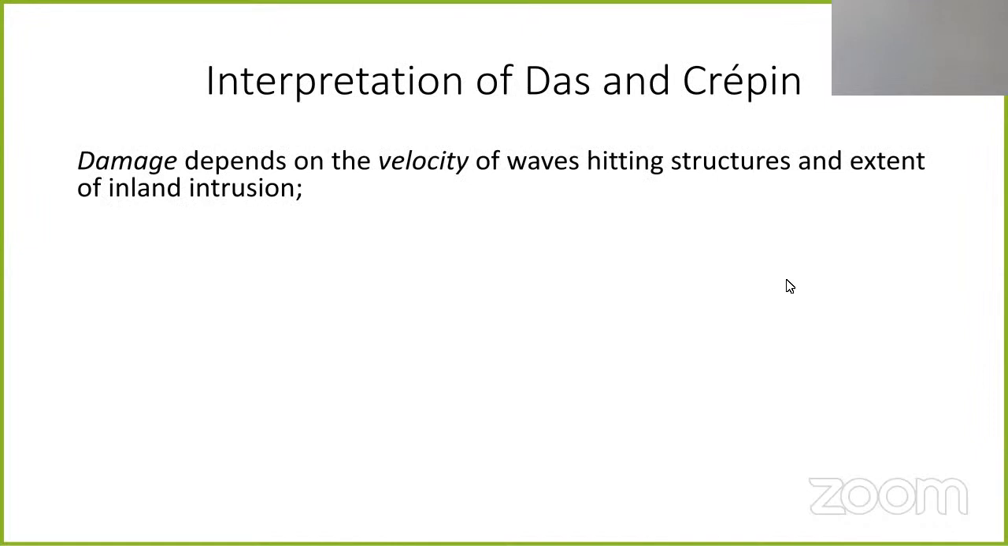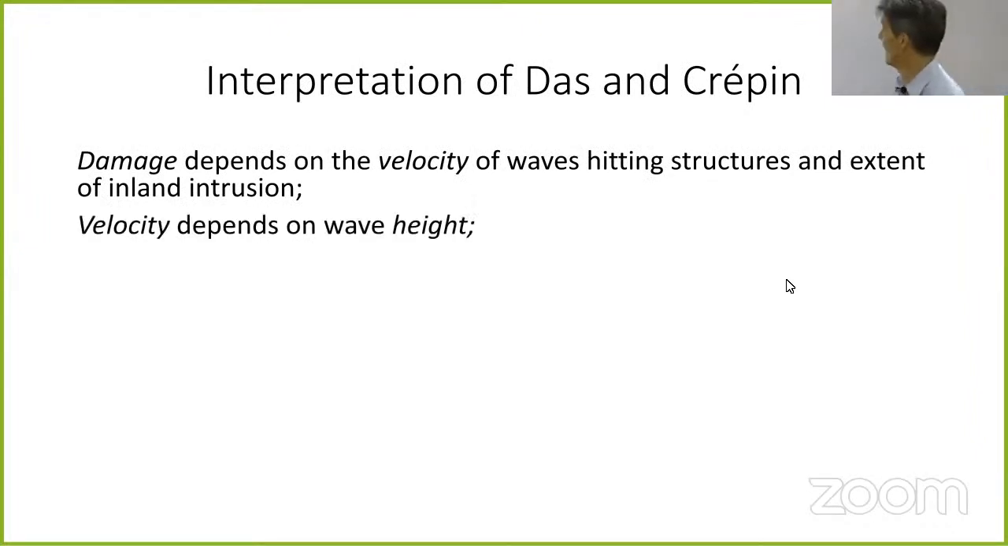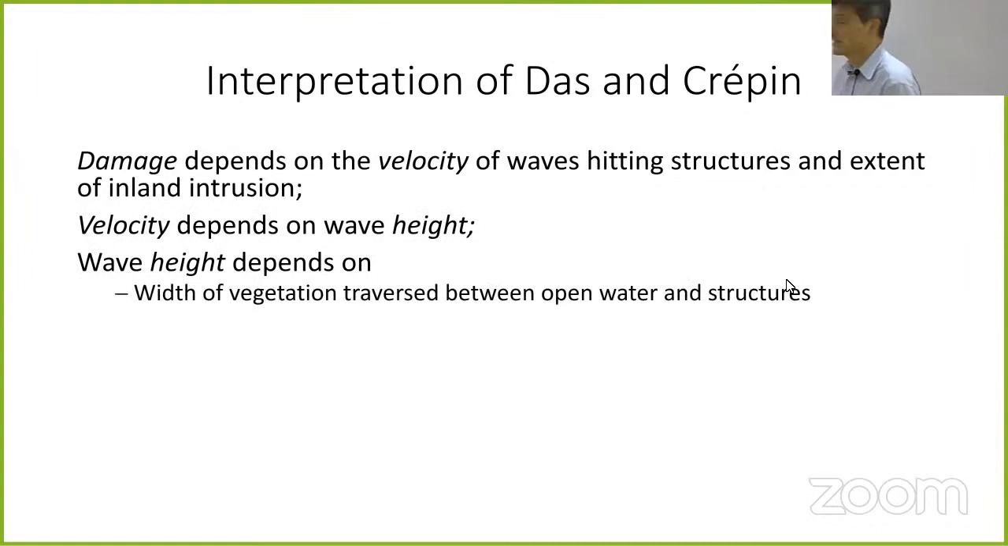Okay, damage depends on the velocity of the waves, which is related to the height of the waves. And the wave height depends on the width of the vegetation that the wave has to traverse from its initial height in open waters until the point at which it encounters a structure. And again, this could be related both to the energy that it is carrying when it makes contact with the structure, as well as how fast the wave is moving. We've all, at least as kids, run along the seashore to outrun the waves, and bigger waves come farther inland, of course, and therefore cause more flooding.